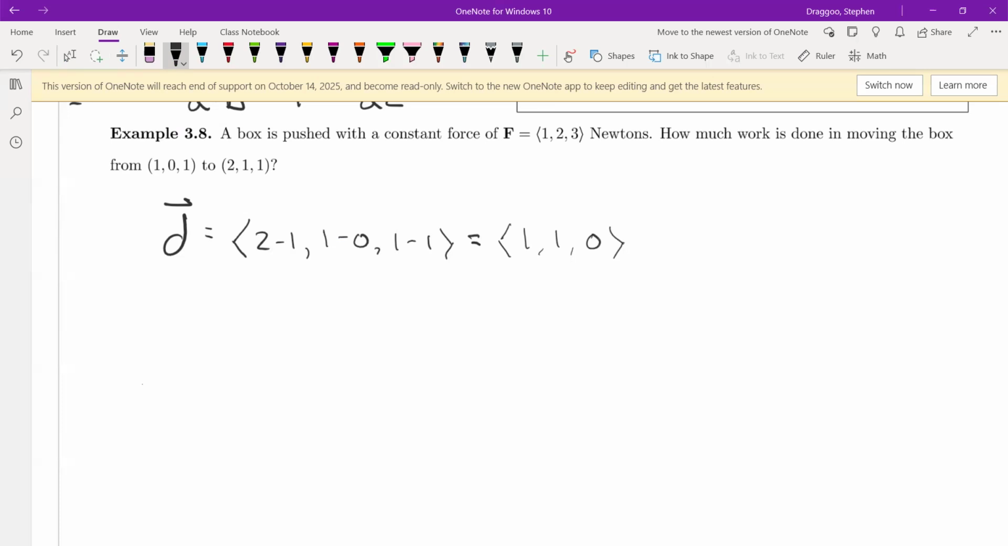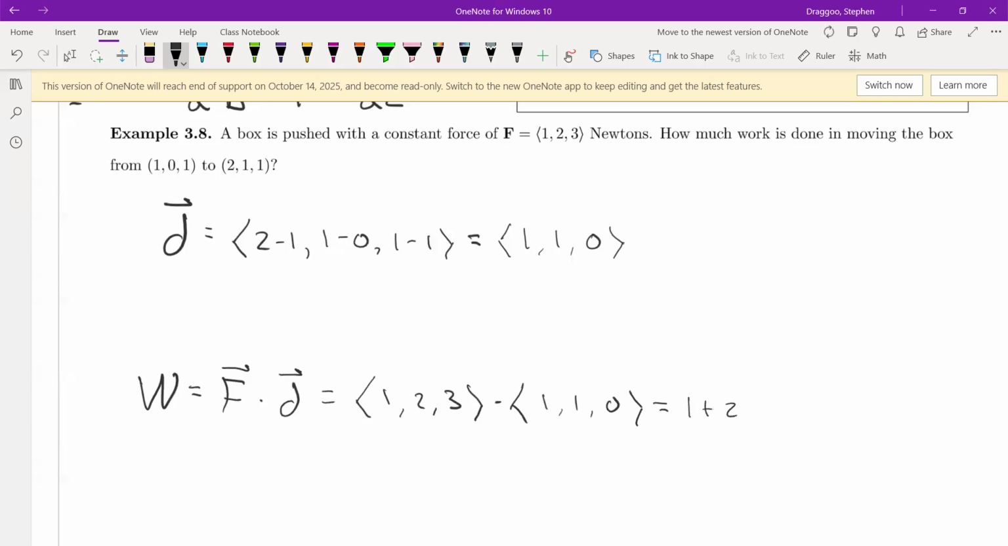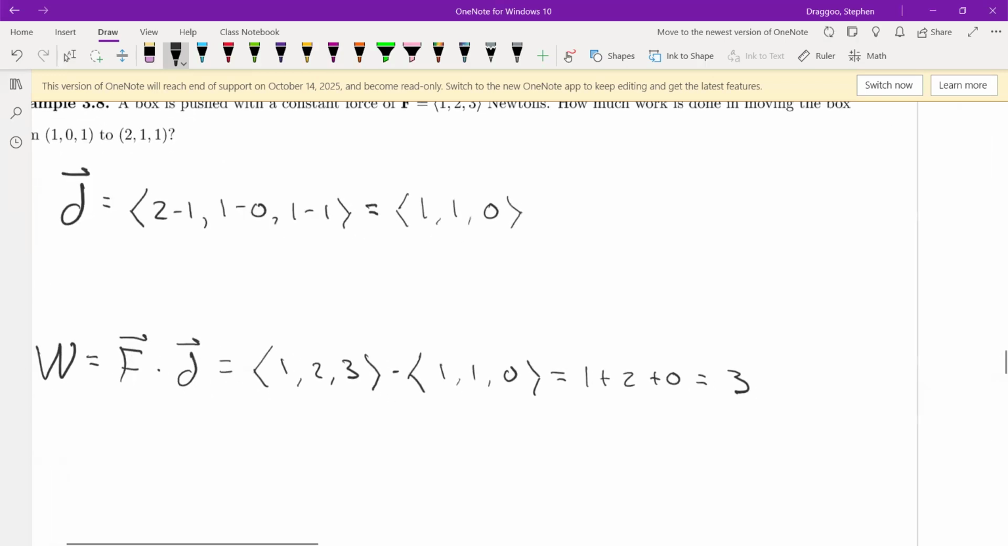So I want the work, which means I'm after the dot product of 1, 2, 3. Well, let me write out the formula. Force dotted with displacement, which is 1, 2, 3 dotted with 1, 1, 0. And I get a result of 1 plus 2 plus 0, which is 3. I was given units in the problem, so I should probably put units on this answer. What units belong here?